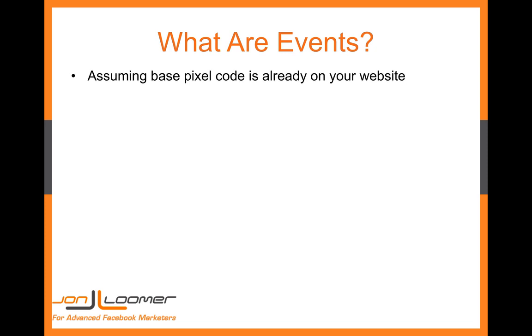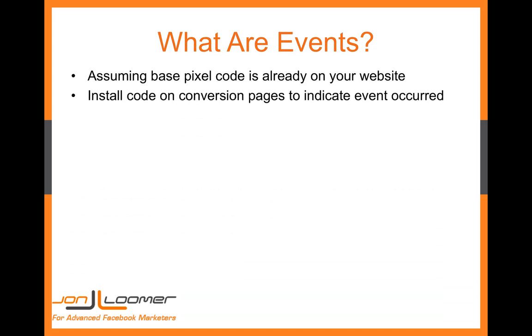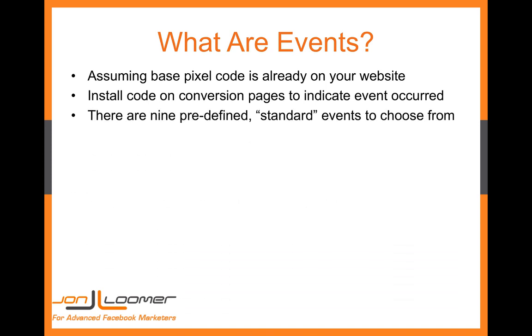So what are events? Again, assuming the base pixel of your code is already on your website, you install additional code on the conversion pages to indicate an event occurred. Now, not to be confused with the old conversion tracking pixel. That's not what this is. It's indicating a certain event happened. So was it a purchase? Was it a registration? Is it a lead? What is it? And Facebook provides 9 predefined or standard events to choose from. We'll get to those in a minute.